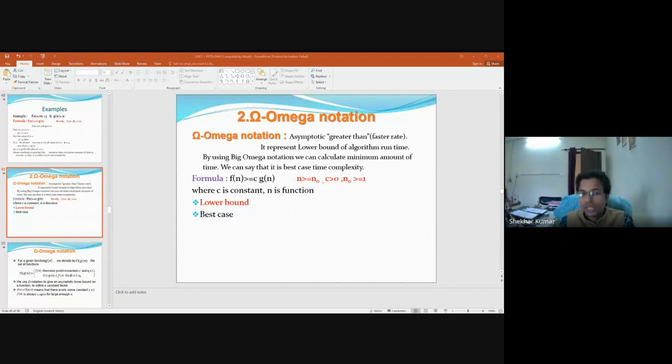Now the condition will be reversed. C of g of n will always be less than or equal to f of n for n greater than or equal to n naught. g of n is an asymptotic lower bound for f of n. And omega of g of n is a set of functions with smaller or same order of growth as the function. In upper bound it is always bigger, but in omega it will always be the same order or smaller.